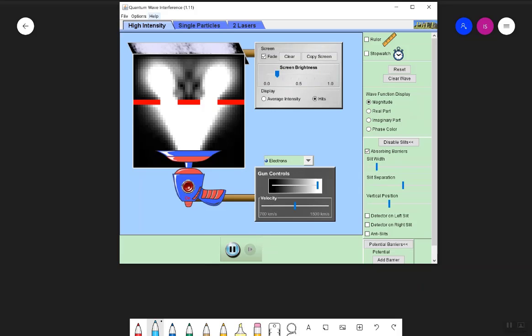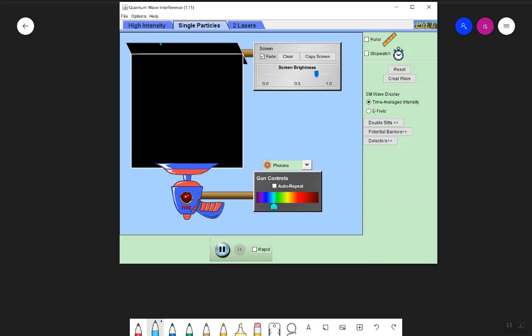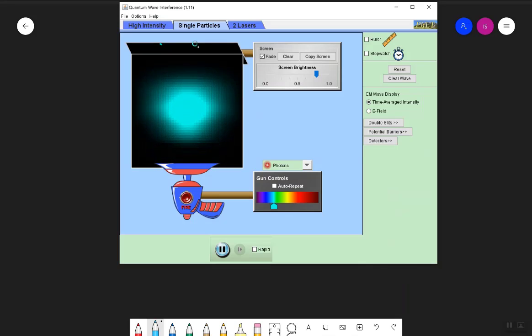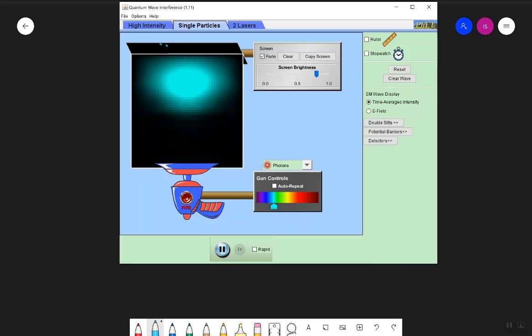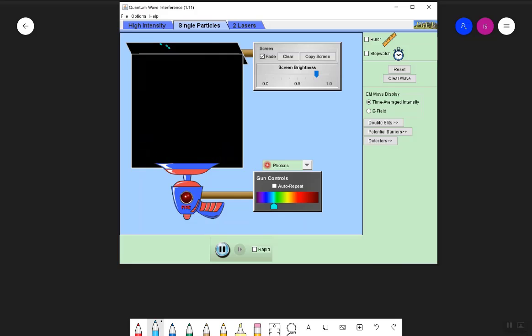You don't have to send a bunch of them all at once. The other thing you can see is when we can measure where the particle is, it is at a single spot. When we shoot one at a time, we can measure its position, so it is what's called localized.